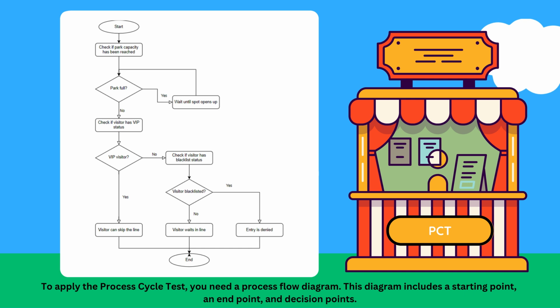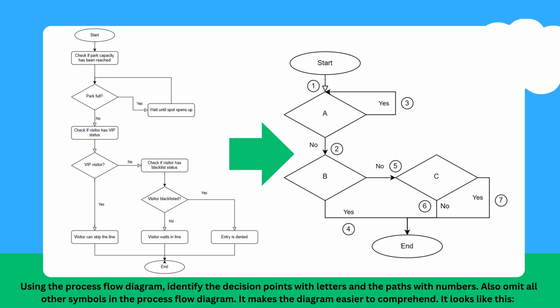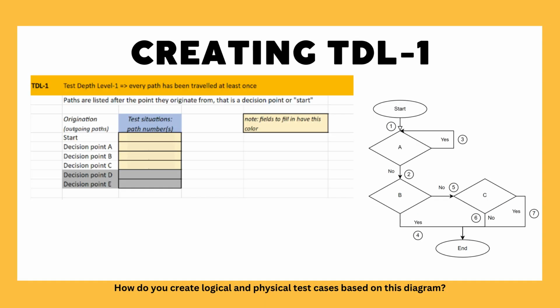To apply the process cycle test, you need a process flow diagram. This diagram includes a starting point, an end point, and decision points. For the park entry system we just explained, the process flow diagram looks like this. Using the process flow diagram, identify the decision points with letters and the paths with numbers. Also omit all other symbols in the process flow diagram. It makes the diagram easier to comprehend. It looks like this. How do you create logical and physical test cases based on this diagram?